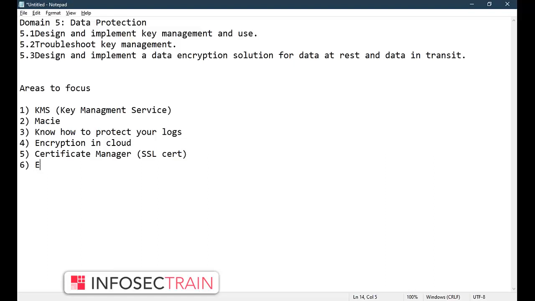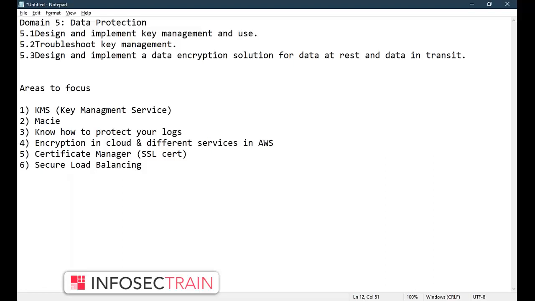And you must know how to configure elastic load balancing in AWS securely. Secure load balancing, let's say. And learn the encryption practices used by the other services. That's it.